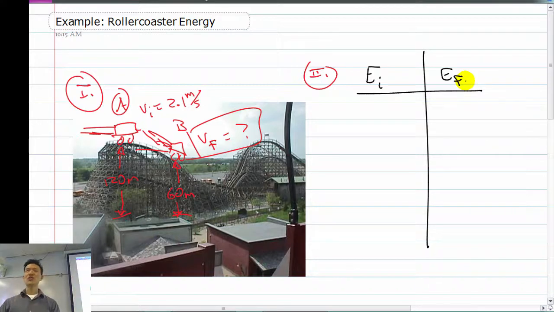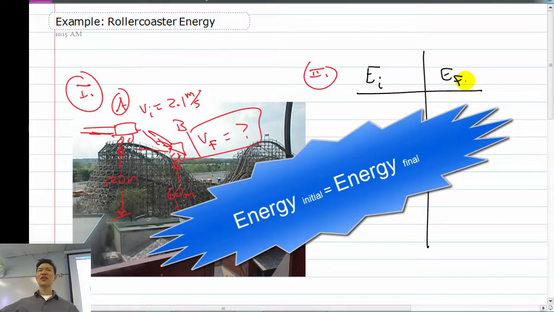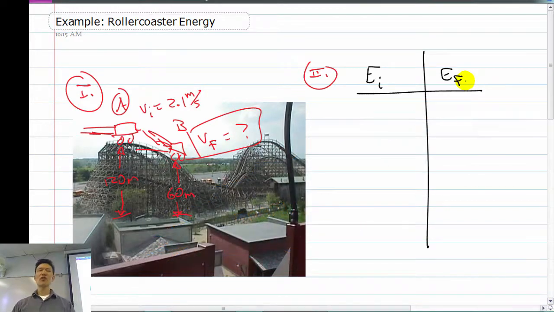Because what you start with is what you end up with. That's a big idea, conservation of energy. The total energy in any system has to stay constant. So at the very start, what kind of energy do we have in our roller coaster?